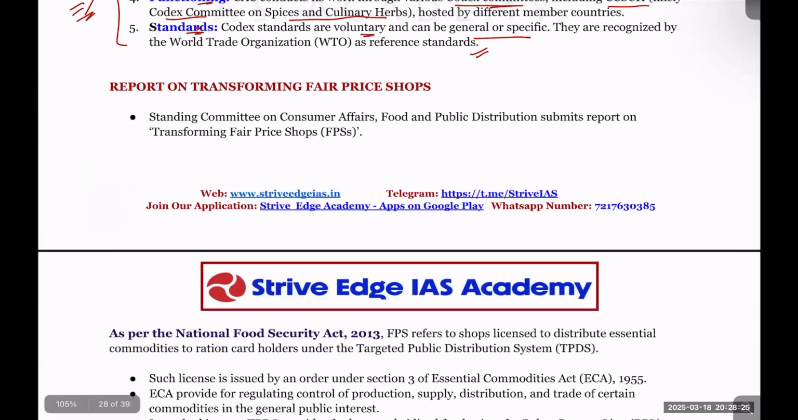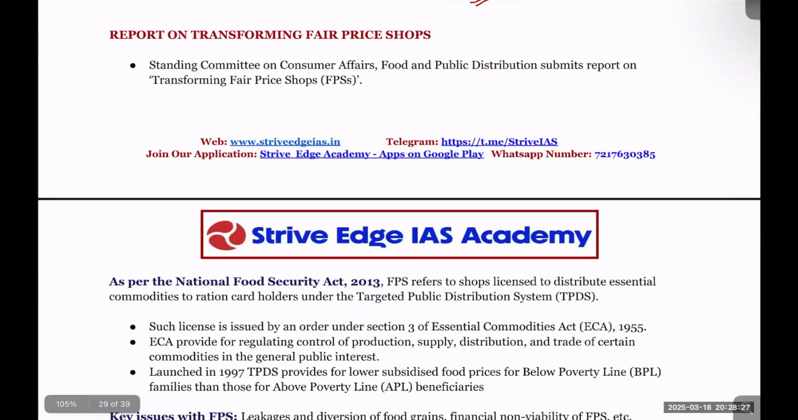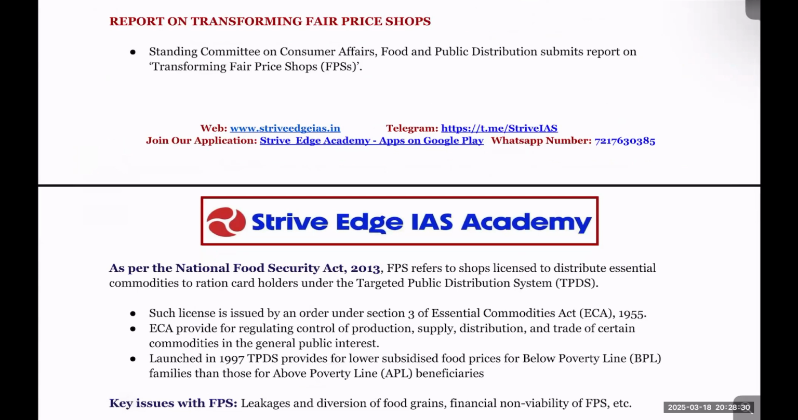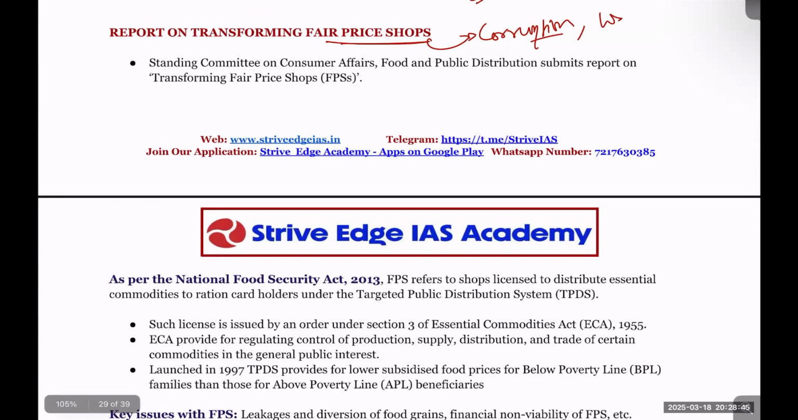Now, moving to the next topic, the report on transforming the fair price shops. So a new report has come in order to transform the fair price shops. And fair price shops, you already know that a lot of corruption takes place in the fair price shop. A lot of wastage takes place, so there are many irregularities and problems with these fair price shops. So in order to improve their functioning, that report has been presented. The Standing Committee on Consumer Affairs, Food and Public Distribution submitted the report.